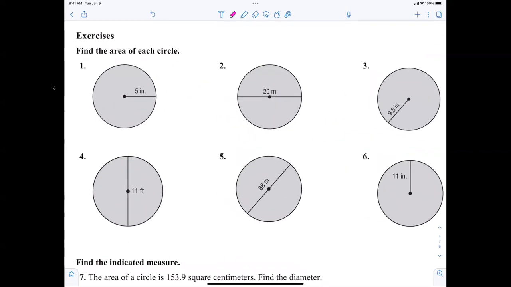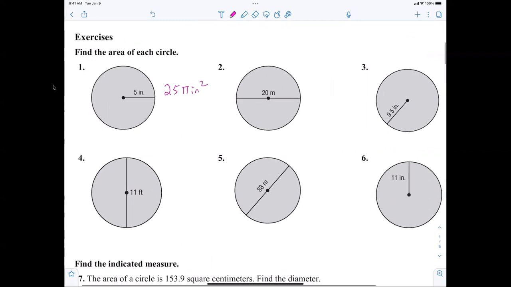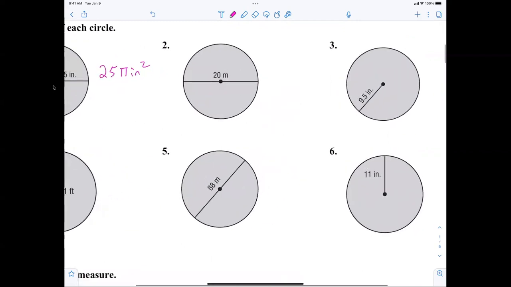Correct answer for area is what? No, you were not using a calculator, guys. Come on. Area is what? 25 pi inches squared. All right, number 2, that is the what?